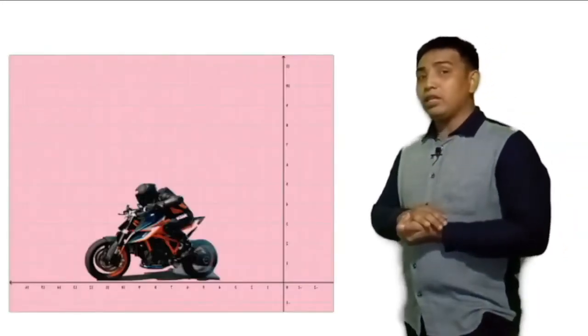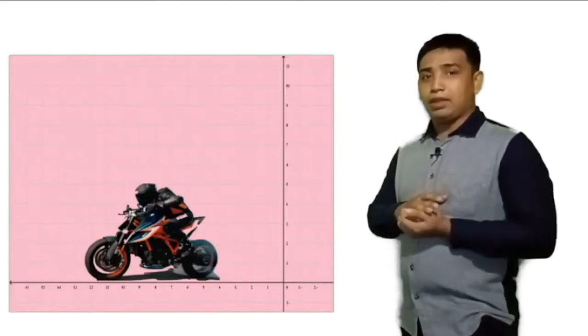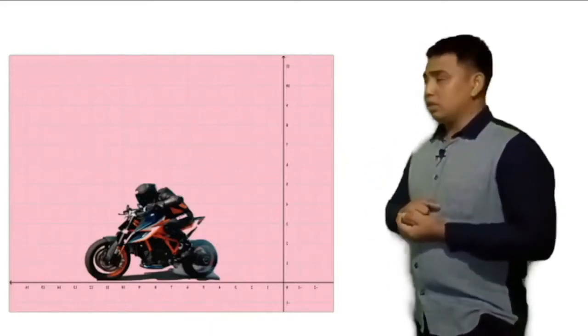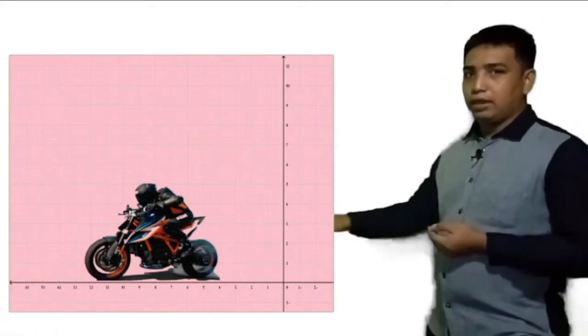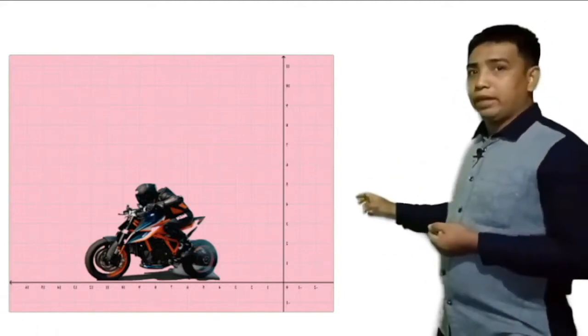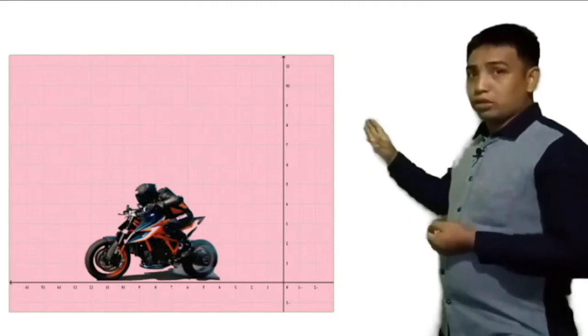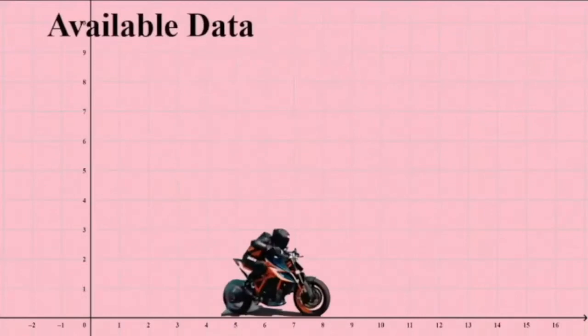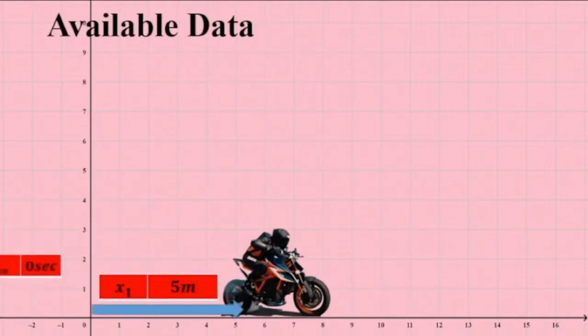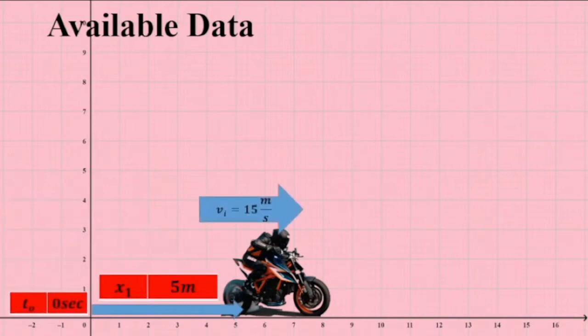By making use of the data that we have, we can make this diagram more meaningful. I'm going to use a Cartesian coordinate plane, and its origin will be represented by the signpost. Away from the signpost is the motorcyclist, who is 5 meters away from the origin. This happens when t is equal to 0 seconds. At that point in time, we start the clock. The motorcyclist is now moving, and it has a velocity of 15 meters per second.